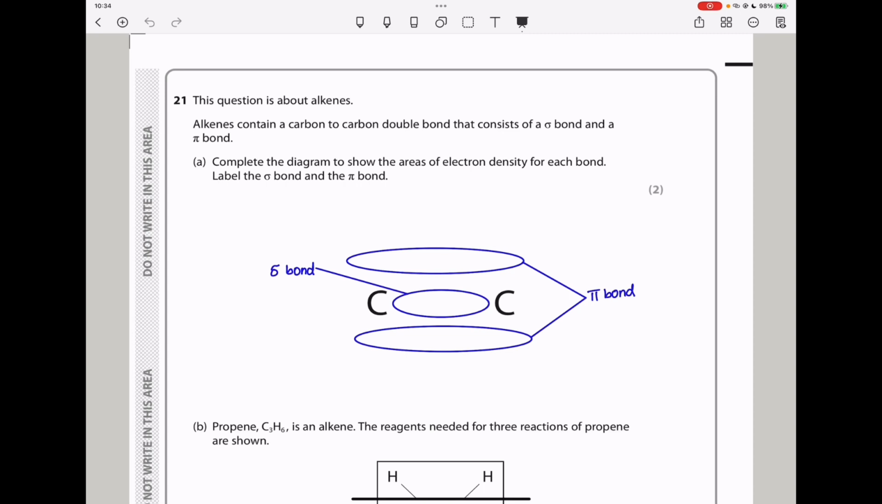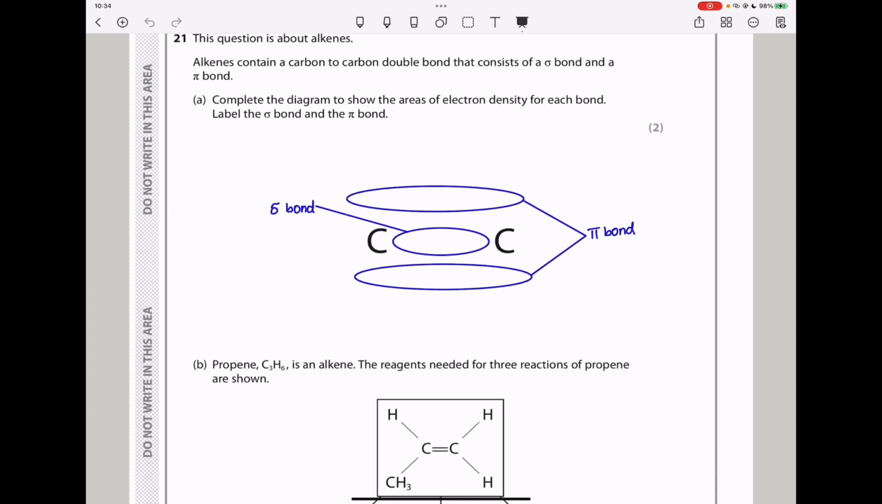Question 21. This question is about alkenes. Alkenes contain a carbon-carbon double bond that consists of a sigma bond and a pi bond. They wanted us to complete the diagram to show the areas of electron density for each bond and label the sigma and the pi bond. So of course, if this is the carbon-carbon double bond, we have a sigma bond as well as the pi bond. The pi bond has electron density above and below, and this is the pi bond, while this is going to be the sigma bond.